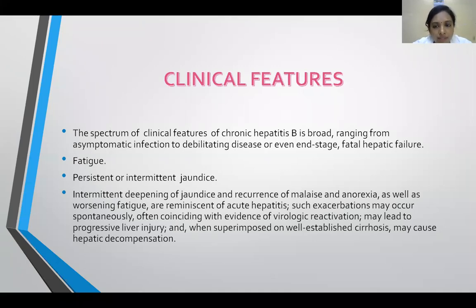The spider naevi, the Dupuytren's contracture, this is all portal hypertension. This is all important, and it will be discussed in cirrhosis and hepatocellular carcinoma. Intermittent deepening of jaundice and recurrence of malaise and anorexia, as well as worsening fatigue, are reminiscent of acute hepatitis. I have told you. Exacerbations may occur, often coinciding with virologic reactivation, and may lead to progressive liver injury.